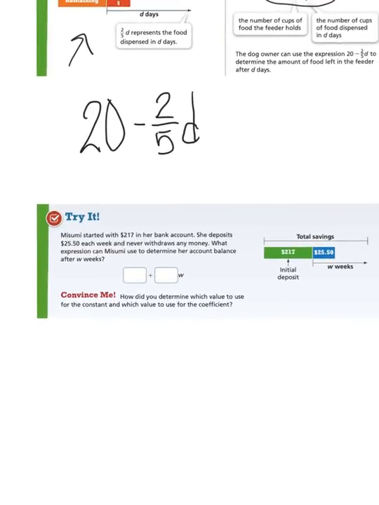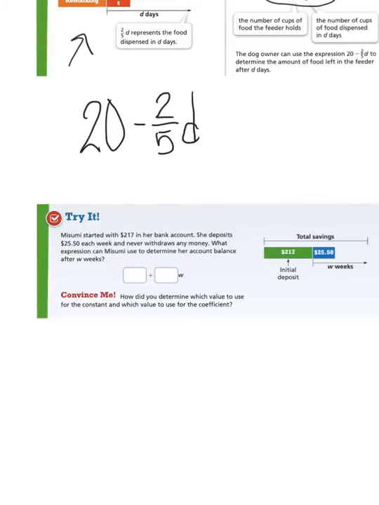I'm going to give you a moment to try this one on your own. Pause the video after I read it. Masumi started with $217 in her bank account. She deposits $25.50 each week and never withdraws any money. What expression can Masumi use to determine her account balance after W weeks? Try and write an expression for this. Pause the video.